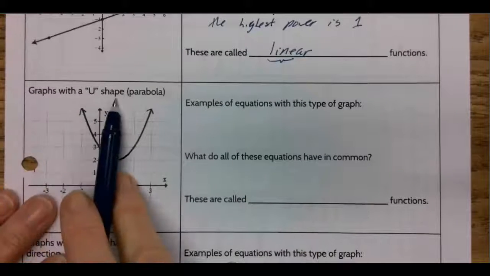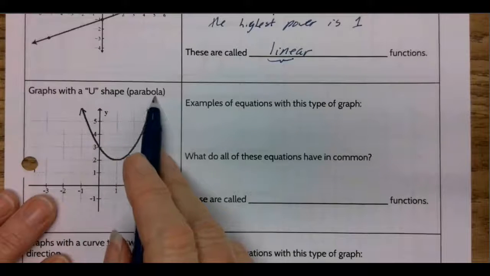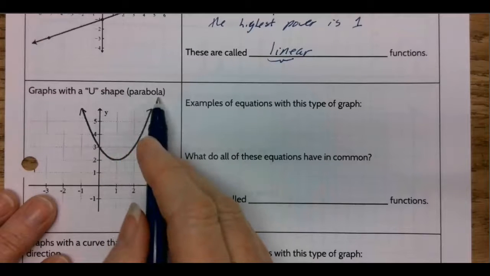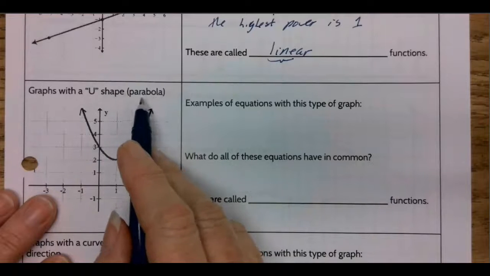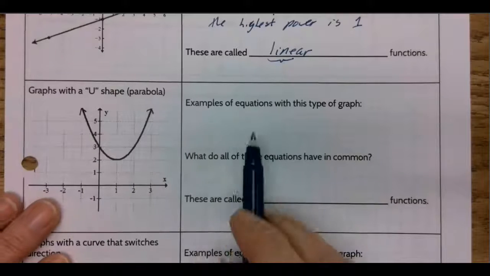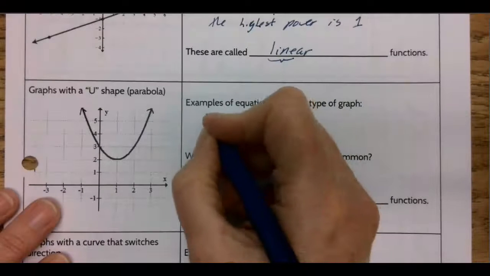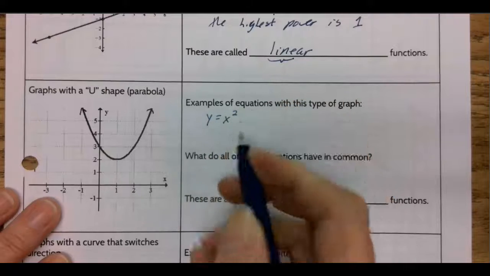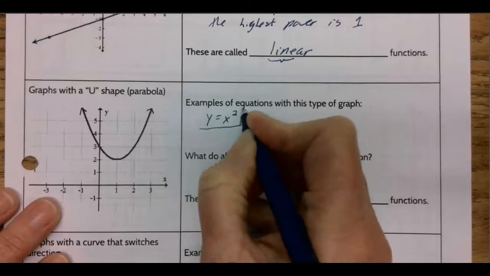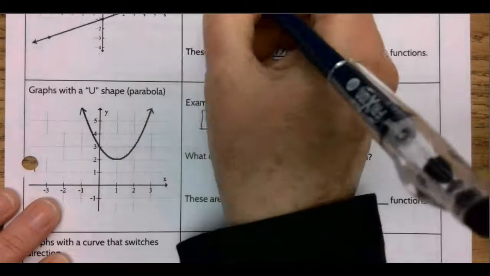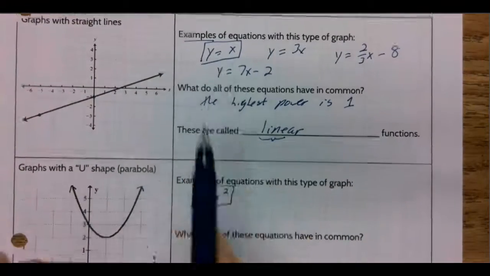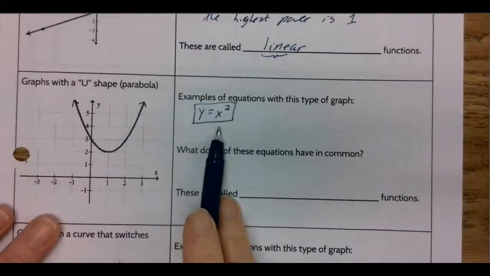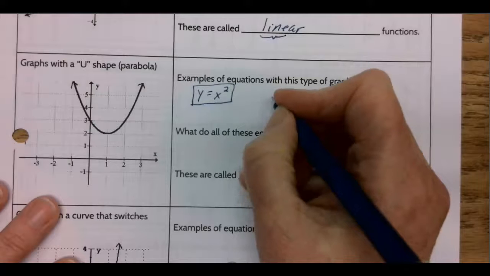The second one is a U-shape. It looks like it should be pronounced parabola, but it's called a parabola. Parabola is how you pronounce that. Examples of equations with this type: y equals x squared. This is the parent function. So this is the parent function, y equals x. Here's the parent function here, y equals x squared.